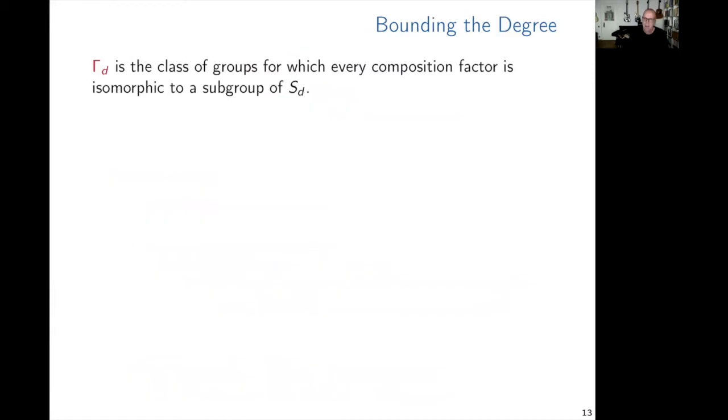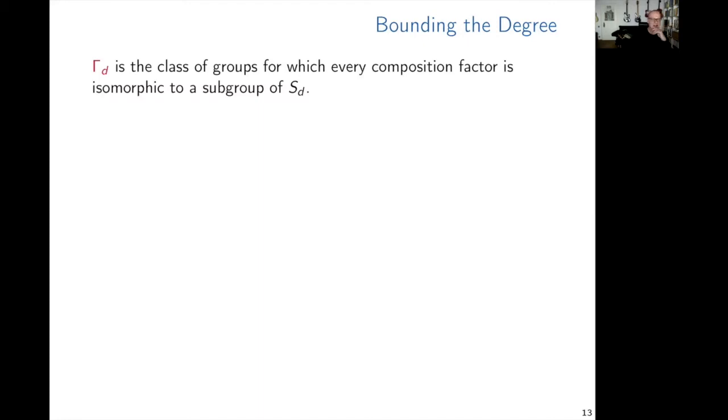Okay. So now let's look at bounded degree. So what did Luks do with the primitive group problem? Okay, and what he basically saw is that he can reduce the problem to a class of groups that are much simpler than general permutation groups, and he calls this class gamma D, and that's groups where every composition factor is isomorphic to a subgroup of the symmetric group on D elements.